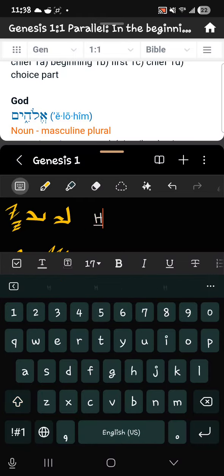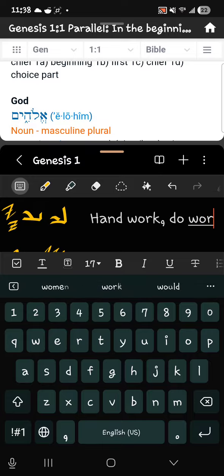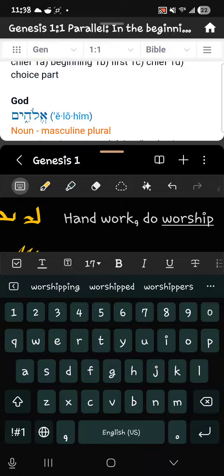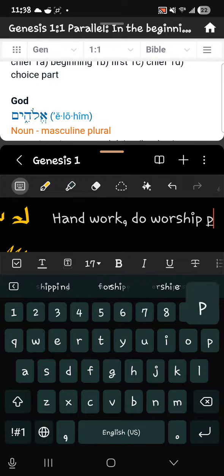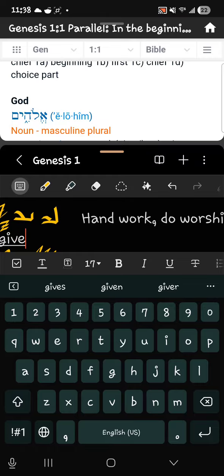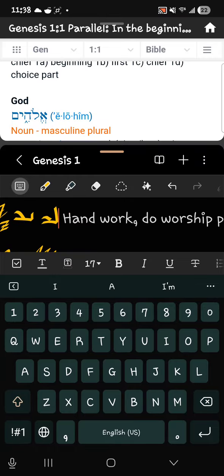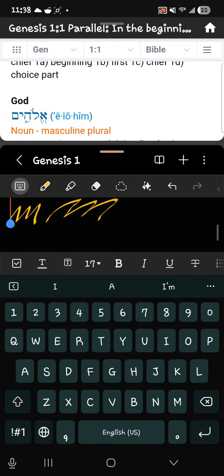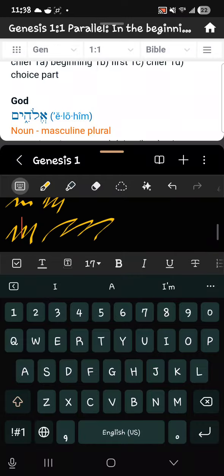First of all, hand. Work. Do. Worship. Praise. Give, etc. Alright. Now, what is Mayim? It's not just water, is it, Moo? Is it just water? Water.